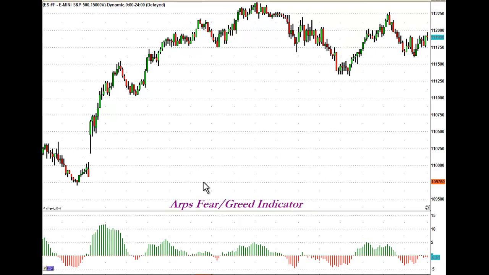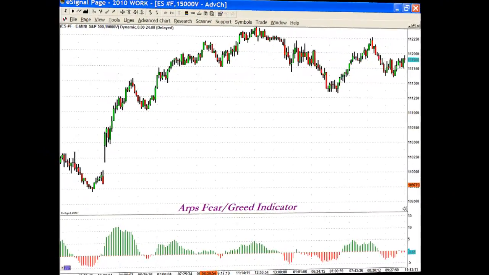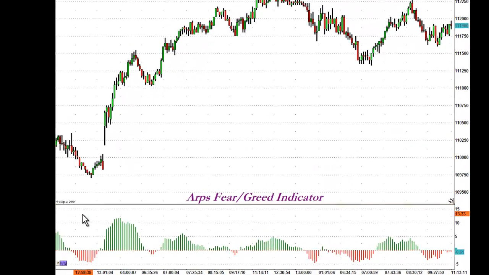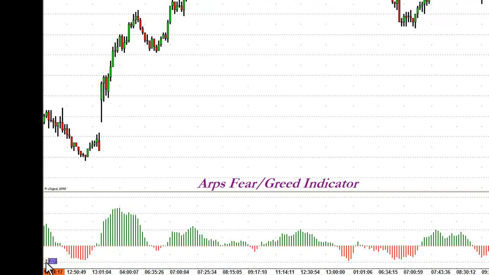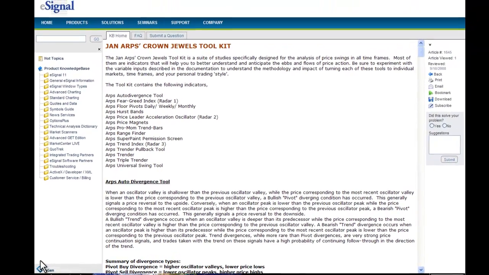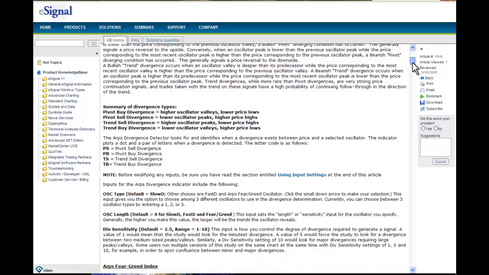If you are on the eSignal charting platform, and if you would like further information on the Radar1 fear-greed indicator, or any of the other trading tools offered at Jan Arps Trader's Toolbox, simply click on this question mark next to the Inputs tab, and it will bring you to a page in your browser with all the information about the use and inputs of the tools in Jan Arps's Crown Jewels package.